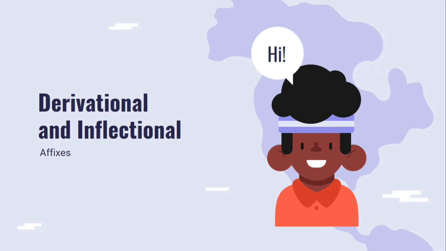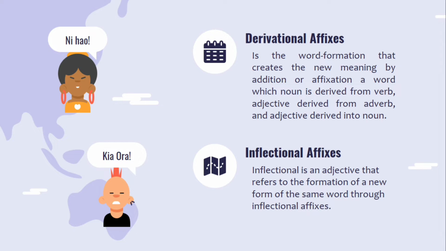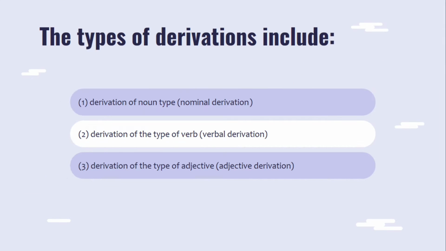Move on to our main topic in this material, that is derivational and inflectional affixes. Derivational affixes is the word formation that creates the new meaning by addition or affixation. And then inflectional affixes is an adjective that refers to the formation of a new form of the same word through inflectional affixes. Now, we will apply this material in Javanese.